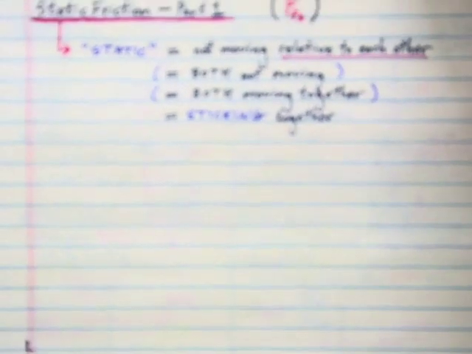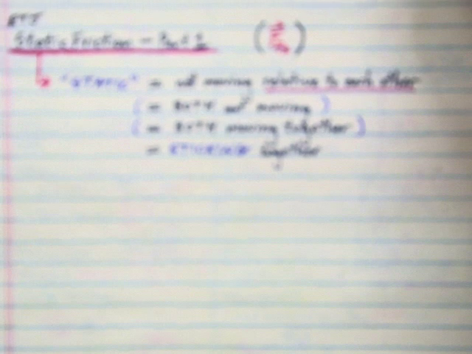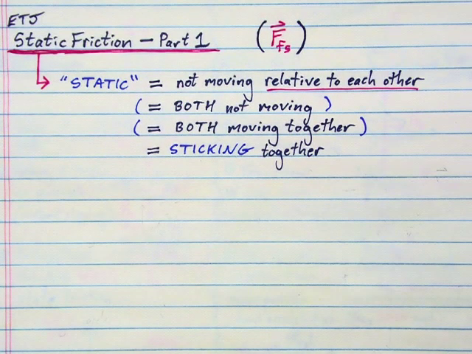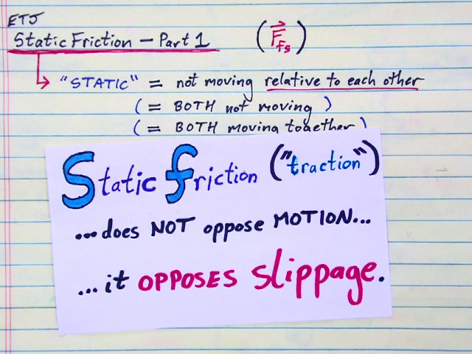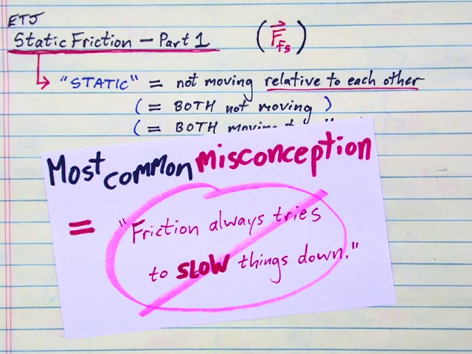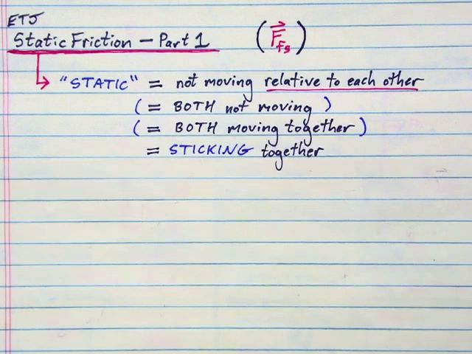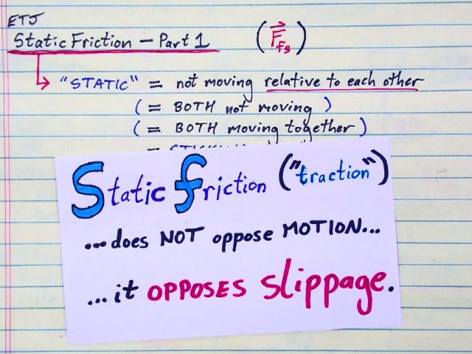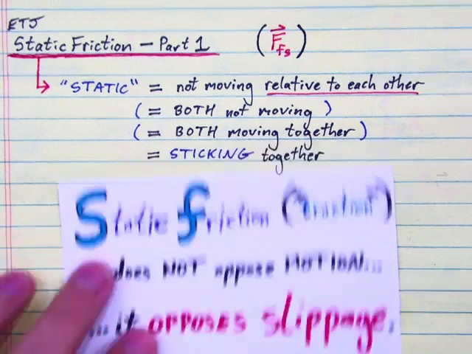Friction's primary mission here is to oppose slippage. So we must destroy that misconception that friction always slows things down. Not the case. What static friction does is not always oppose motion. What it opposes is slippage. It tries to keep those surfaces stuck together.